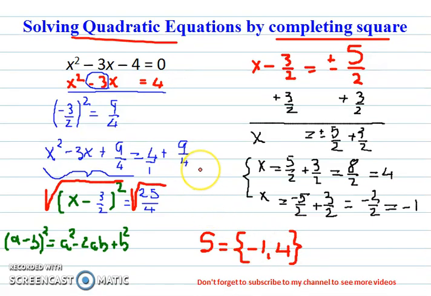So we solved this equation by completing the square. Remember, you could use other methods like factoring this trinomial, that could be (x - 4)(x + 1). You could do that also, or you could use the quadratic formula where we can say x equals negative b plus or minus the square root of b squared minus 4ac, over 2a.